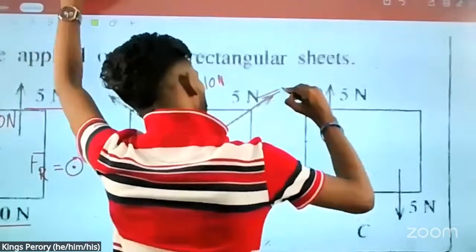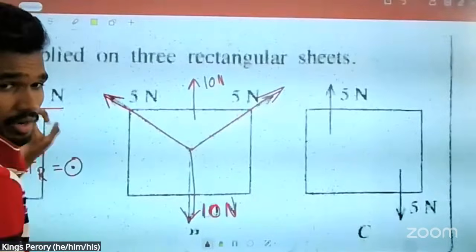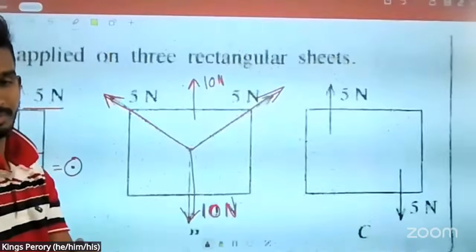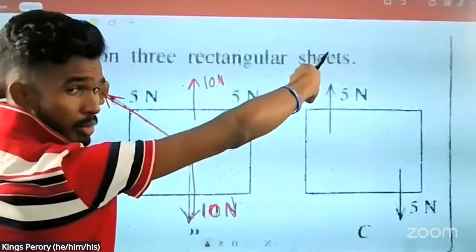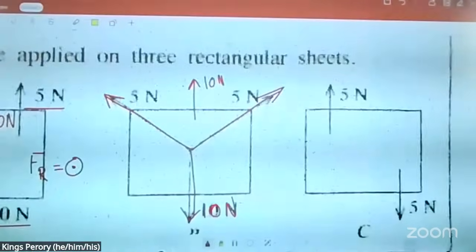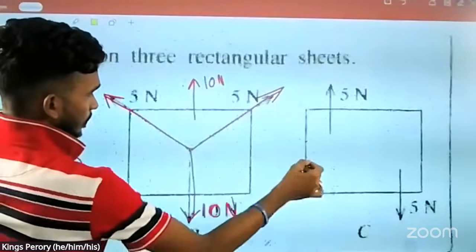In this direction you have 5 Newton, and in this direction you have 5 Newton. Those two directions are almost going opposite. Can you see? These two directions are almost opposite. Actually, these are forces acting at a certain angle.